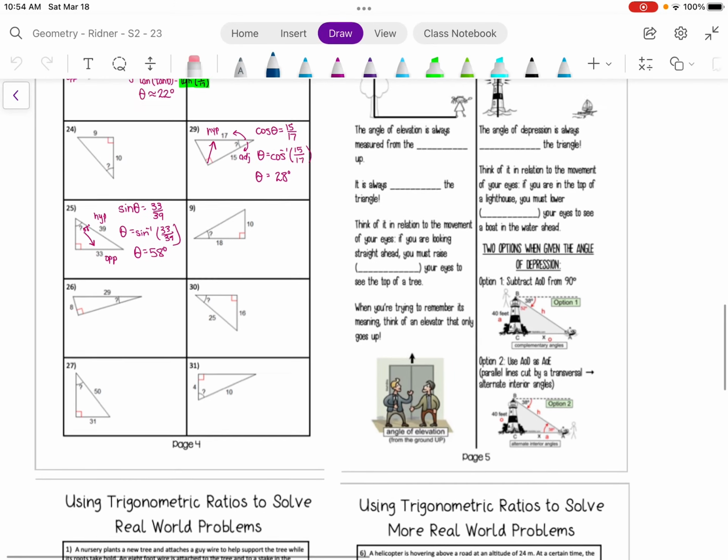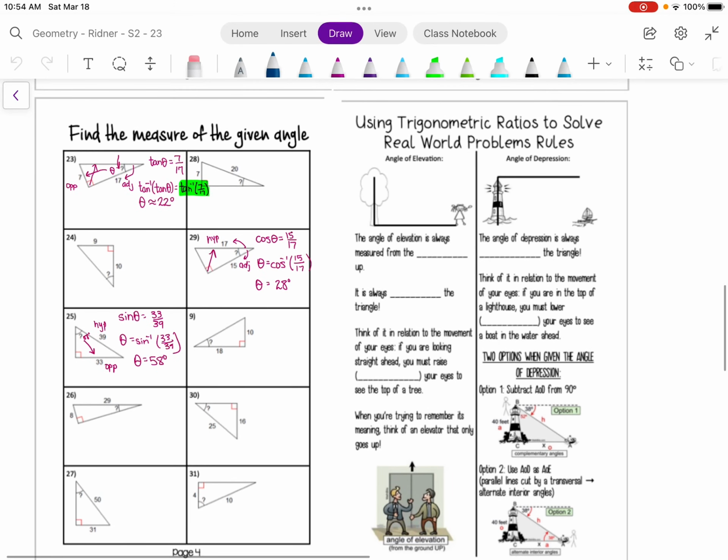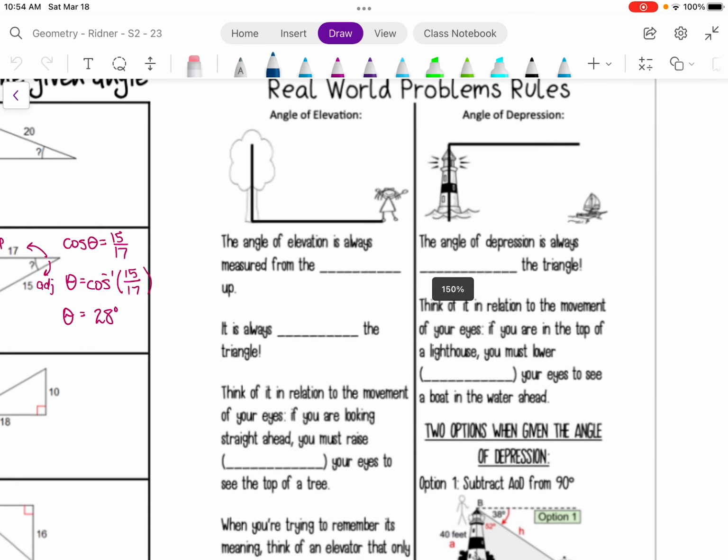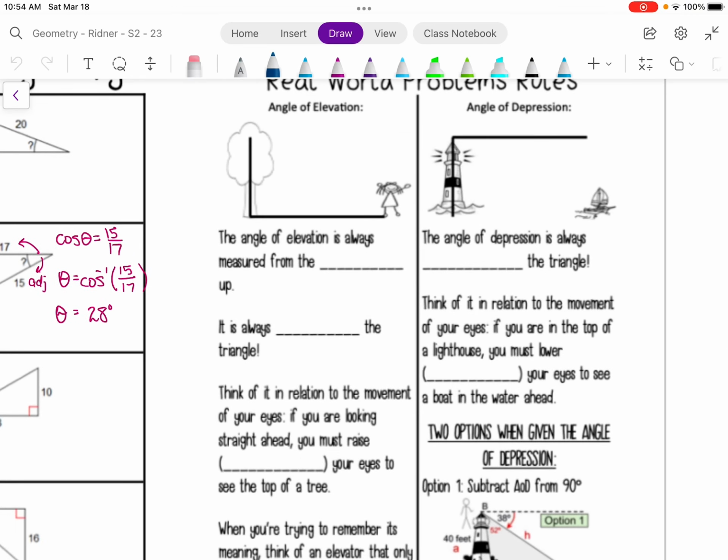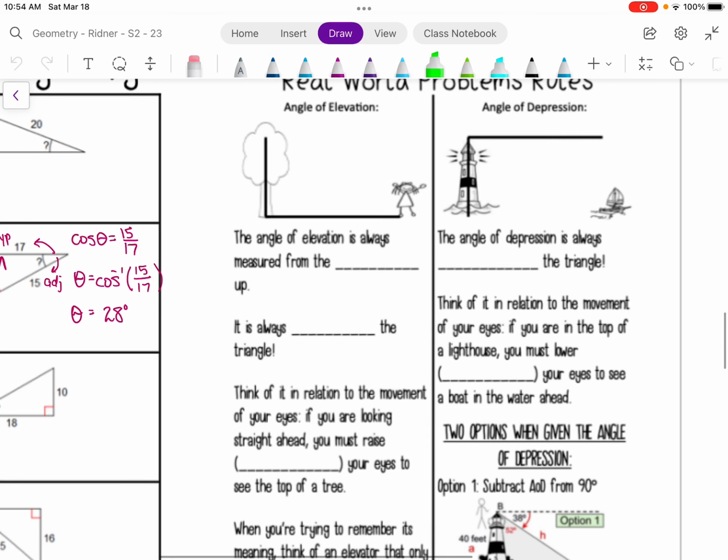All right, 8-5, the real world problems, okay? So if you have not mastered the other sections, you need to go back and practice some more on those, because these are using all of those skills into a real world problem. Two of your words that you really need to know today are angle of elevation and angle of depression.